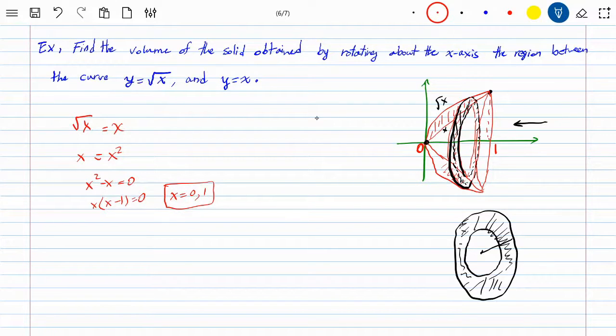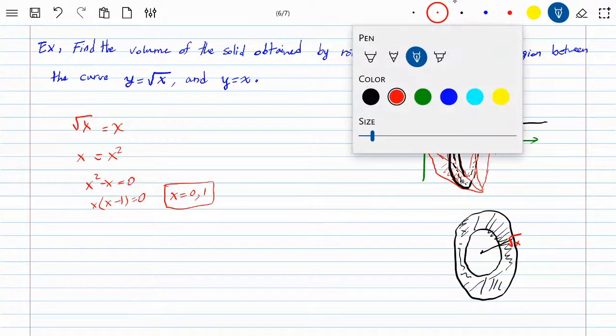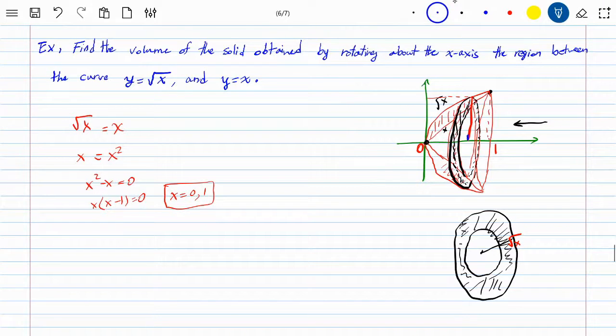The radius for the outer circle is basically the height of the function, and the height of the function here is square root of x. For the other radius, this simply would be the height of the other function, which is x. So this would be the radius of the smaller circle, x. So what would be the area, this shaded area?